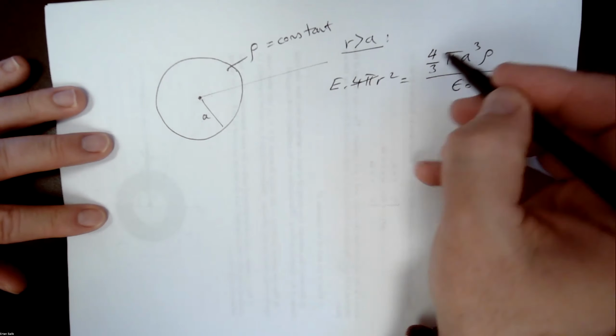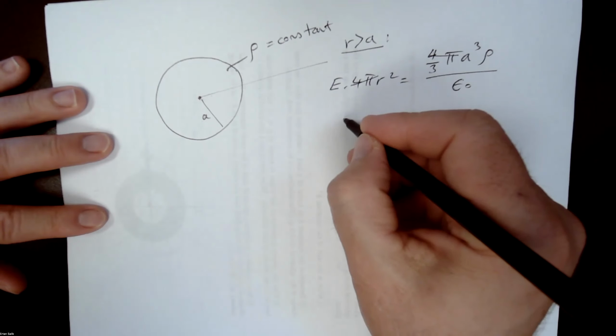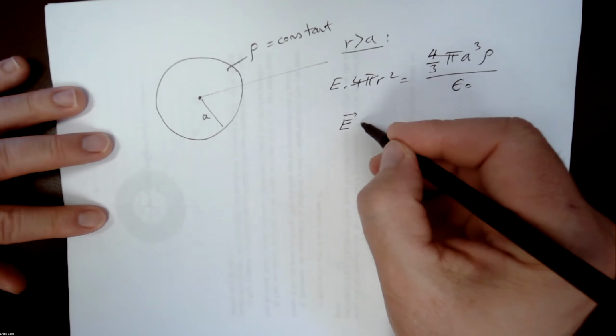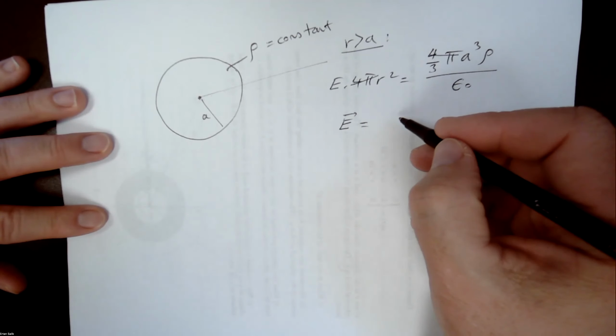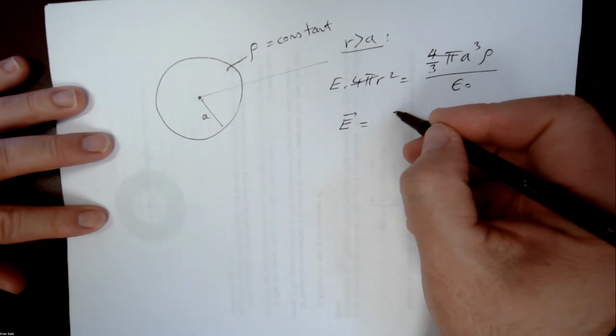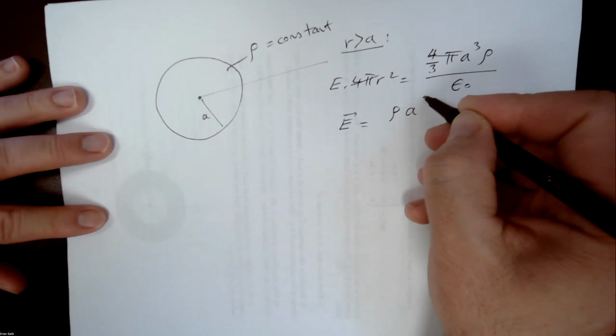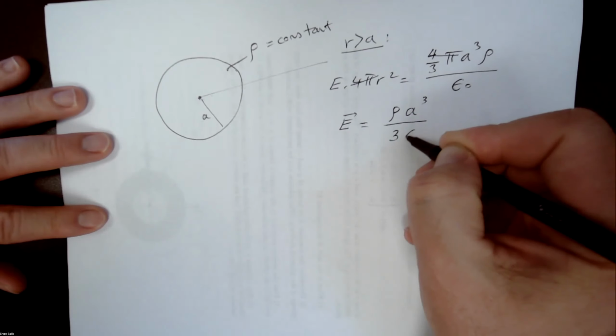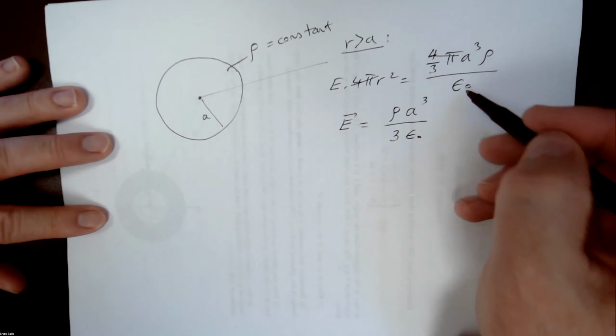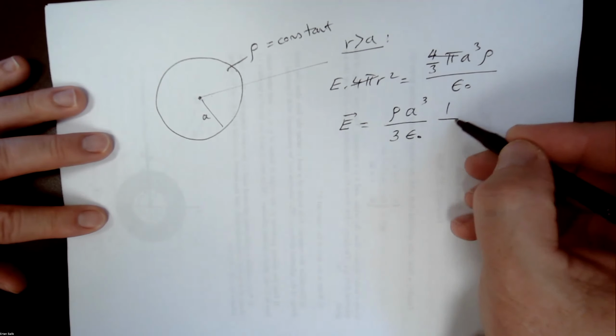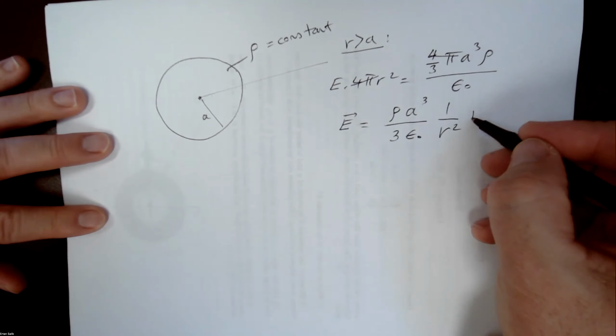So you see the 4 pi's cancel, and then the electric field can be written as a vector outside: rho a cubed over 3 epsilon naught, right? Rho a cubed over 3 epsilon naught, and then 1 over r squared, r hat.